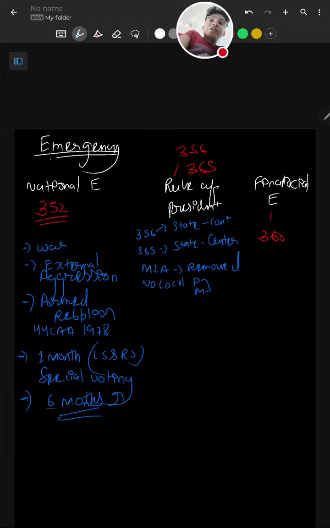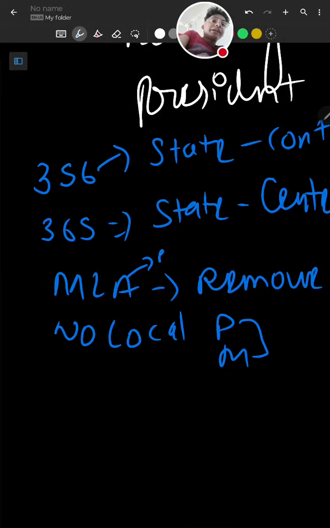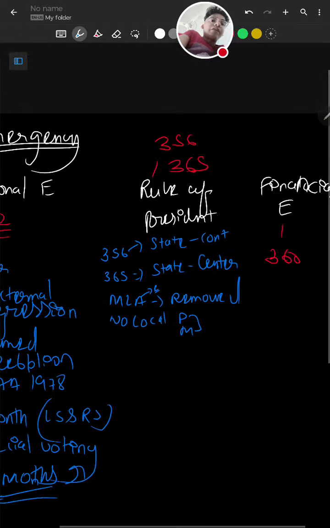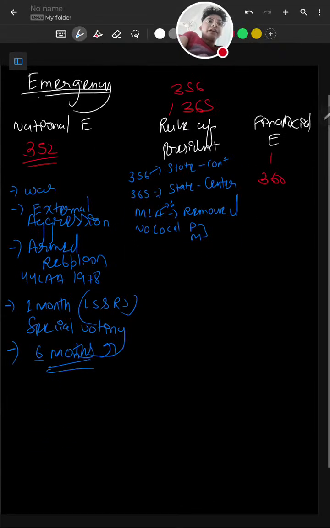Now this dissolution does not happen immediately, like when the emergency or president rule is applied, but the president can announce that he wants to remove the whole MLA, the members of the legislative assembly, and he can do that.